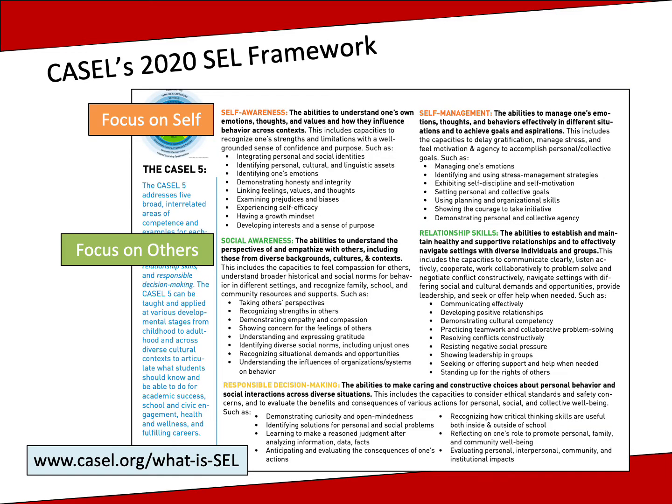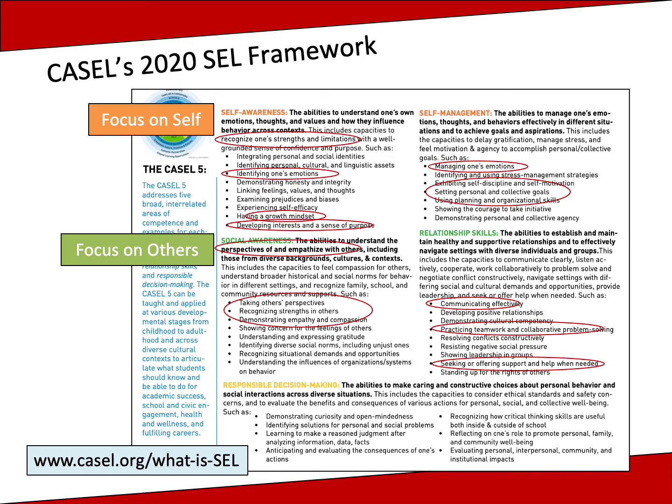This document comes from the CASEL website and gives much more detail to each component. You might pause this video for a moment to read what CASEL has identified students should know and be able to do for academic success, school and civic engagement, health and wellness, and fulfilling careers. Today, we will focus on elements of self and others that are circled in red. Watch for those headings throughout the presentation.